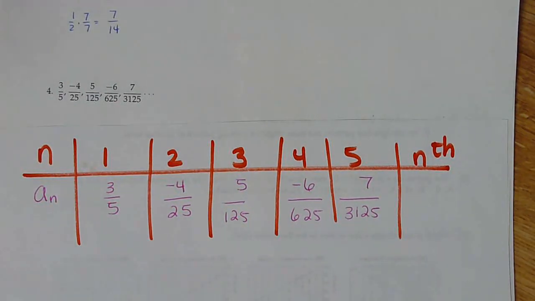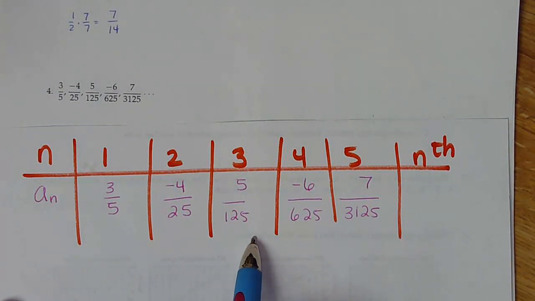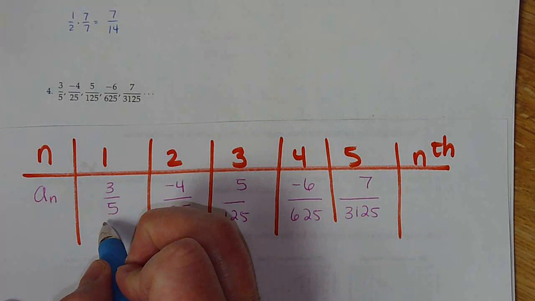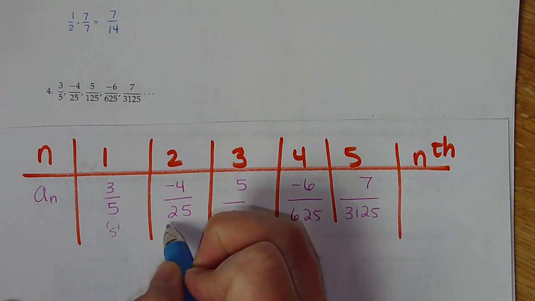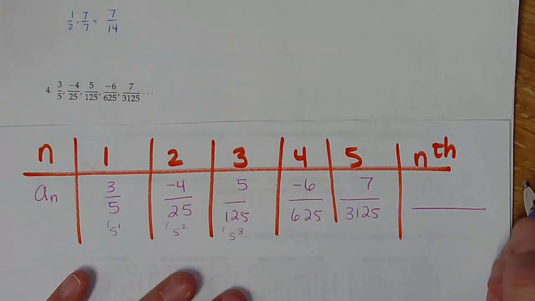Okay, so the thing here that looks the easiest to me is these denominators, because I know 25 is 5 times 5. If I multiply again, I get 125. So these denominators here, this looks like 5 to the first, 5 squared.